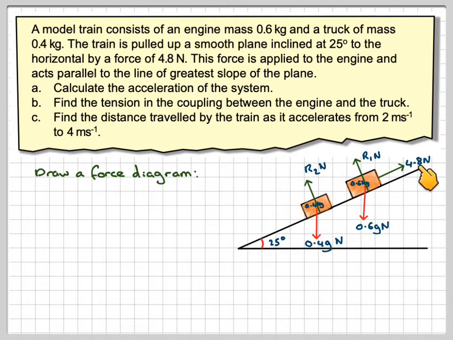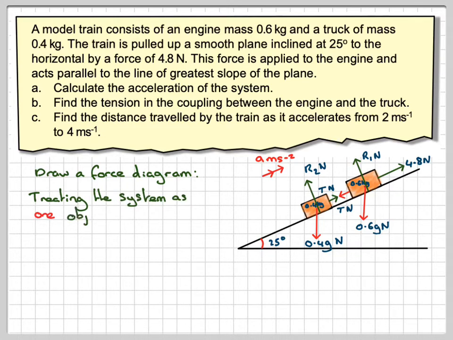There'll be a force pulling upwards, 4.8 newtons. There'll be a tension on this one, T newtons, and the same tension acting against this one, T newtons. There's no frictional force because the plane is smooth. We have an acceleration of a meters per second squared, which we need to find.